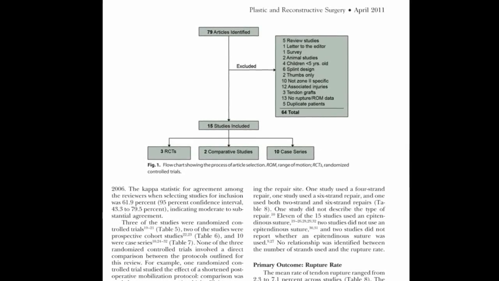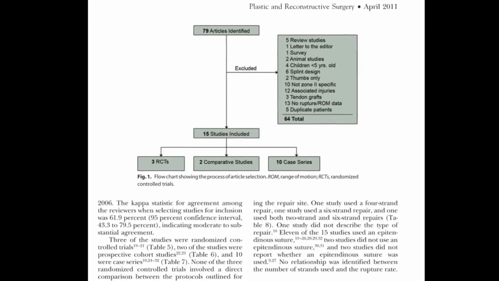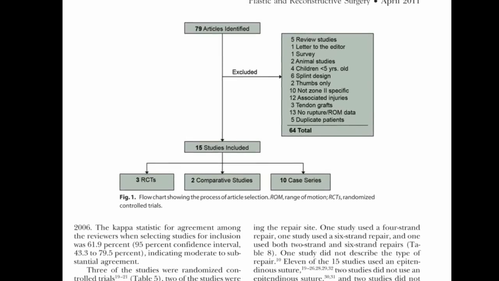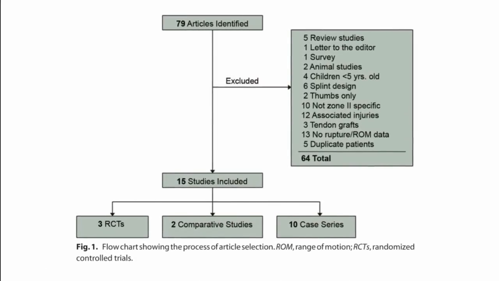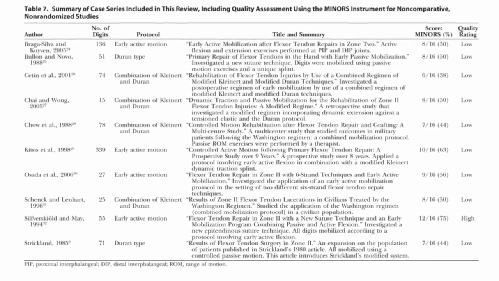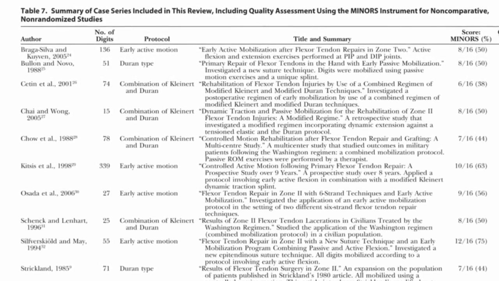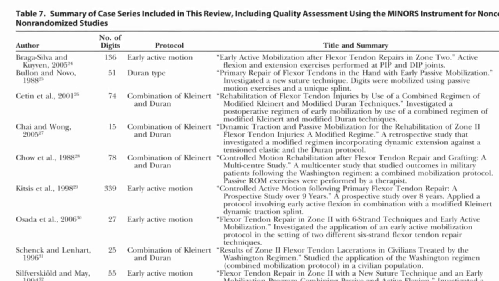The authors identified almost 80 articles that address this topic. And then based upon specific inclusion and exclusion criteria, they included 15 articles in their meta-analysis. 3 of the articles that were included in the study were randomized controlled trials. Now it should be noted that none of these randomized controlled trials specifically compared the different flexor tendon protocols that are evaluated in this study. 2 of the studies that were included were prospective observational studies. The majority of the studies, however, 10 of the 15, were retrospective case series.